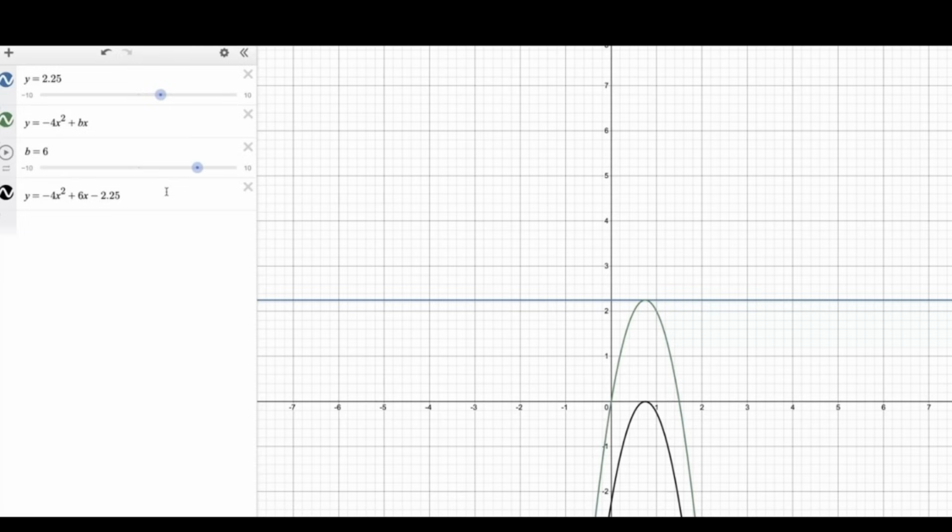negative 4x squared plus 6x minus 2.25 is you'll notice that we were able to use the property of the discriminant to determine how many solutions it would have, because here you can see there's multiplicity, right? So there's only one real solution here at 0.75 comma 0, right? So there's one solution here.